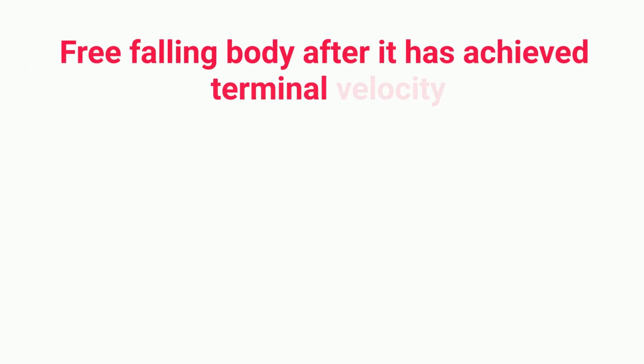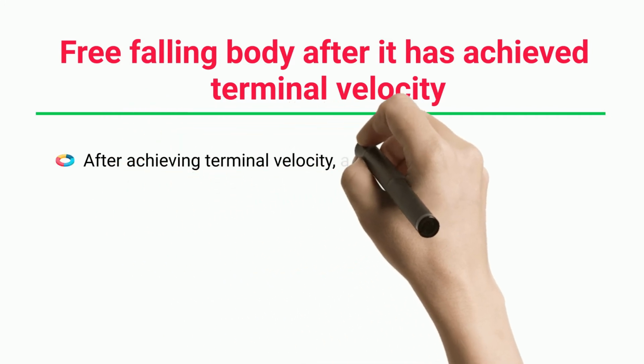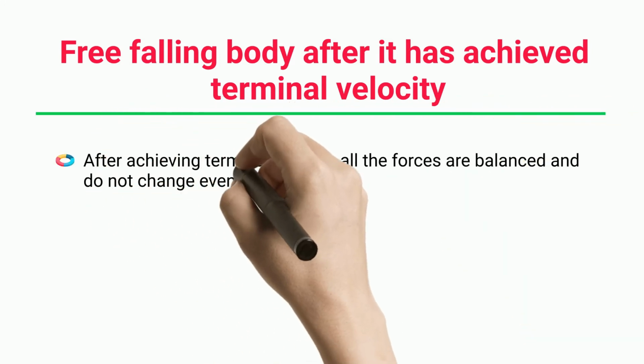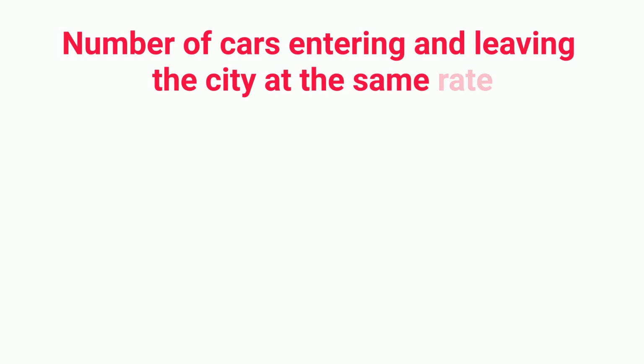Free-falling body after it has achieved terminal velocity. After achieving terminal velocity, all the forces are balanced and do not change even with the downward movement of the free-falling object. Number of cars entering and leaving the city at the same rate.